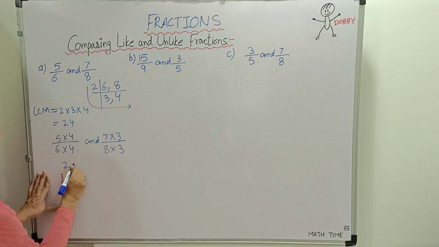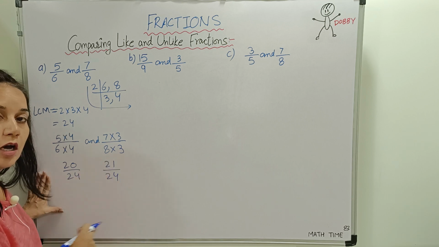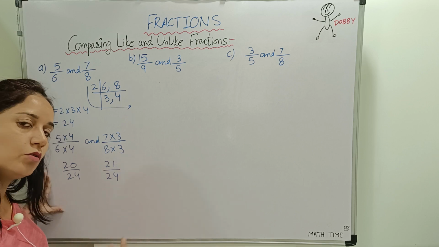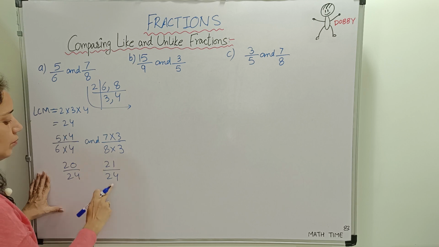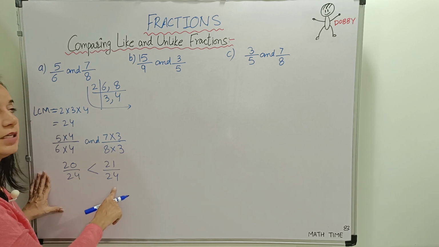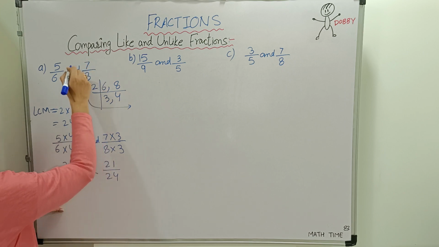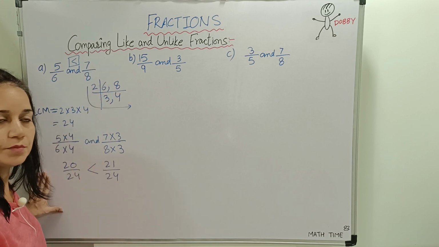So 5 4s are 20, 6 4s are 24. And here 7 3s are 21, 8 3s are 24. Now both have turned into like fractions. So now we can compare 20 parts out of 24 or 21 parts out of 24. Yes, 21 parts out of 24 is greater. That means 7 upon 8 was the greater fraction, the second fraction.